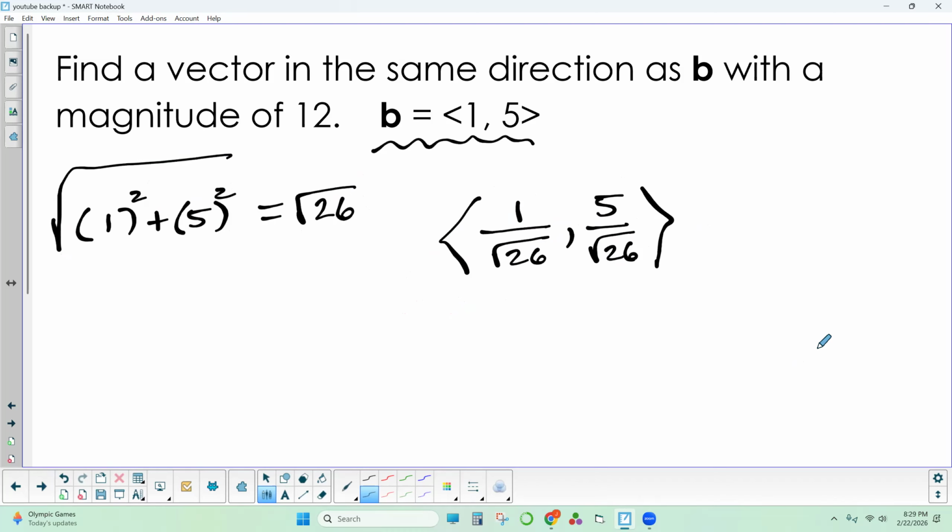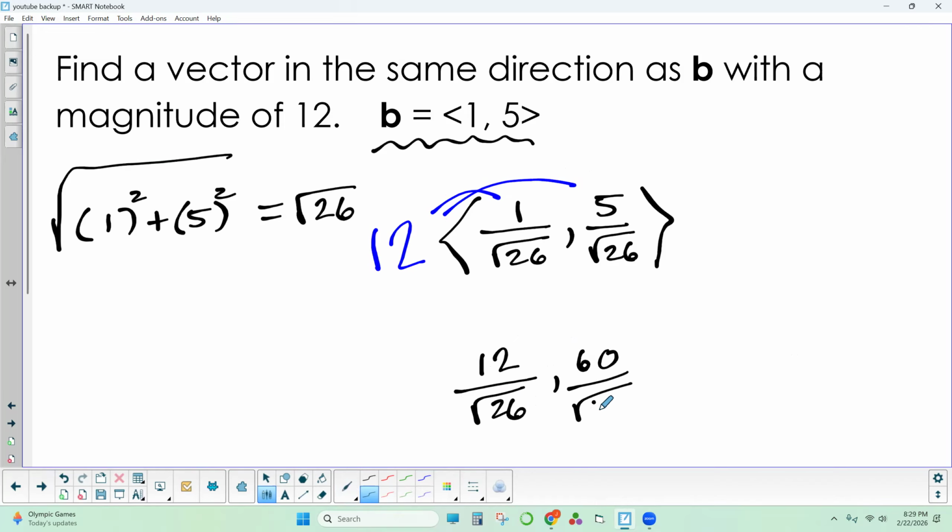The question wants us to find a vector that goes the same direction, but has a magnitude of 12. Now I will bring in that scale factor of 12, multiply it by our vector, and we should get a vector with a magnitude of 12. So our final answer is 12 over root 26, comma, 60 over root 26. And that's how it's done.